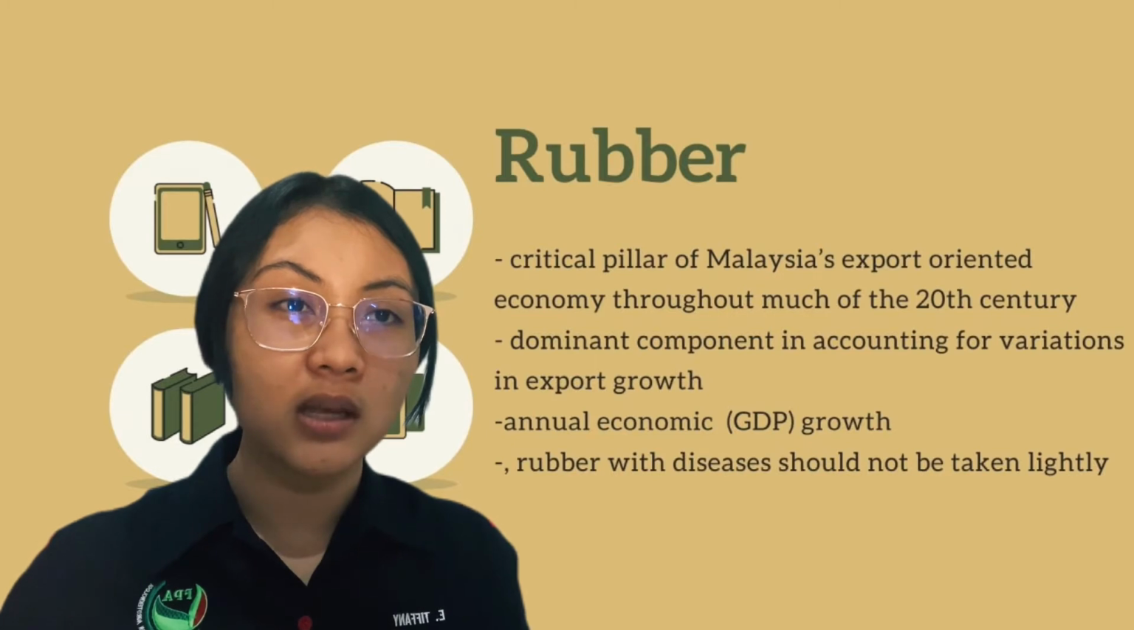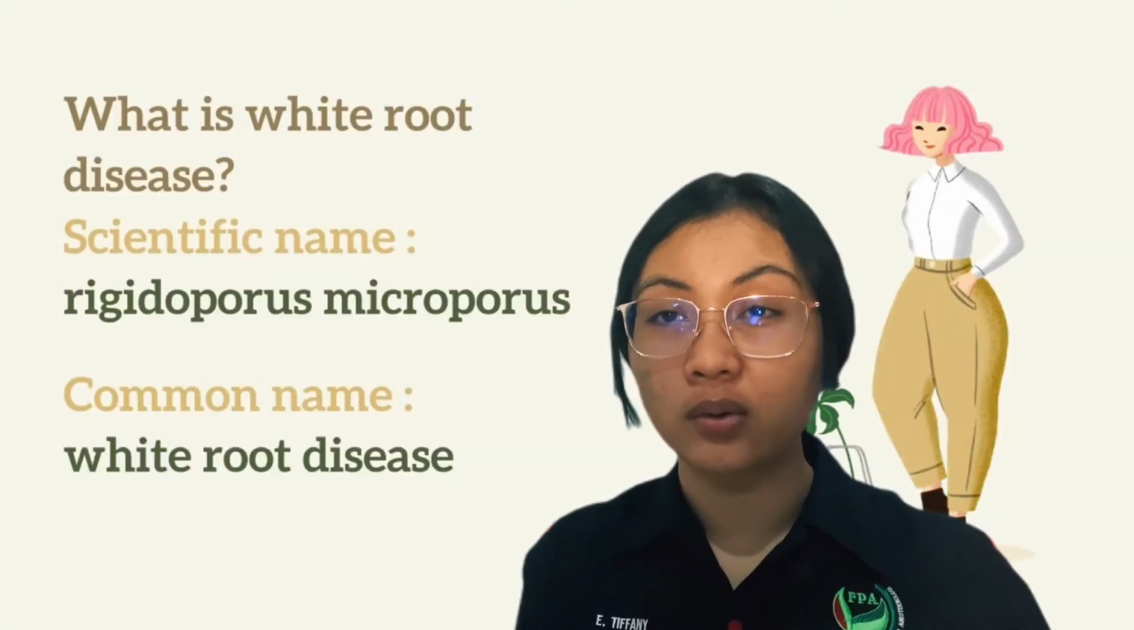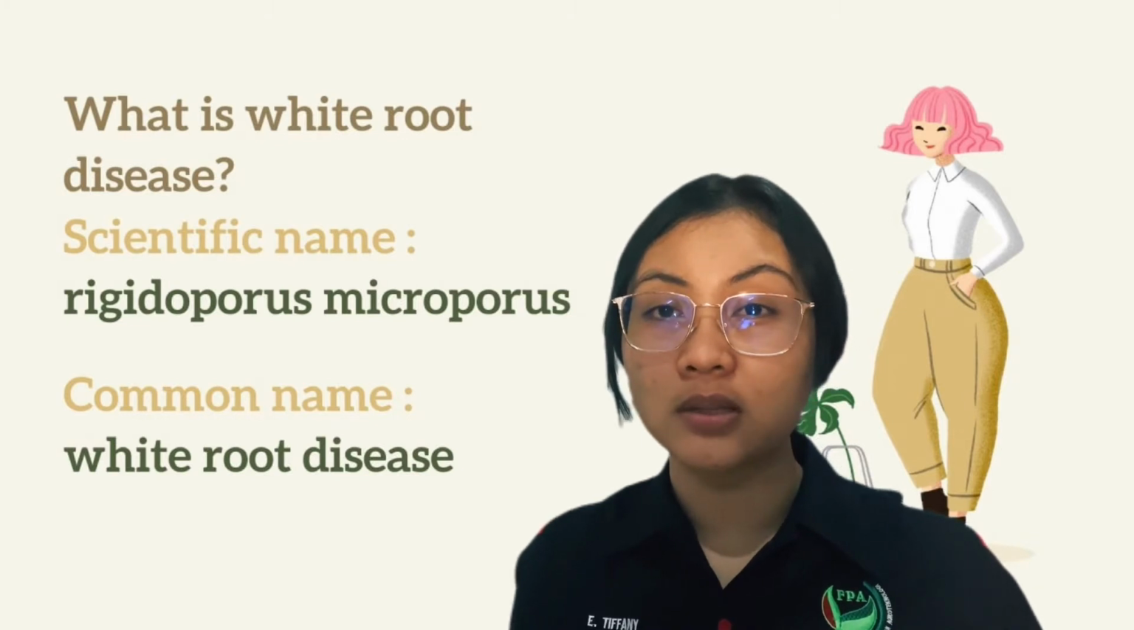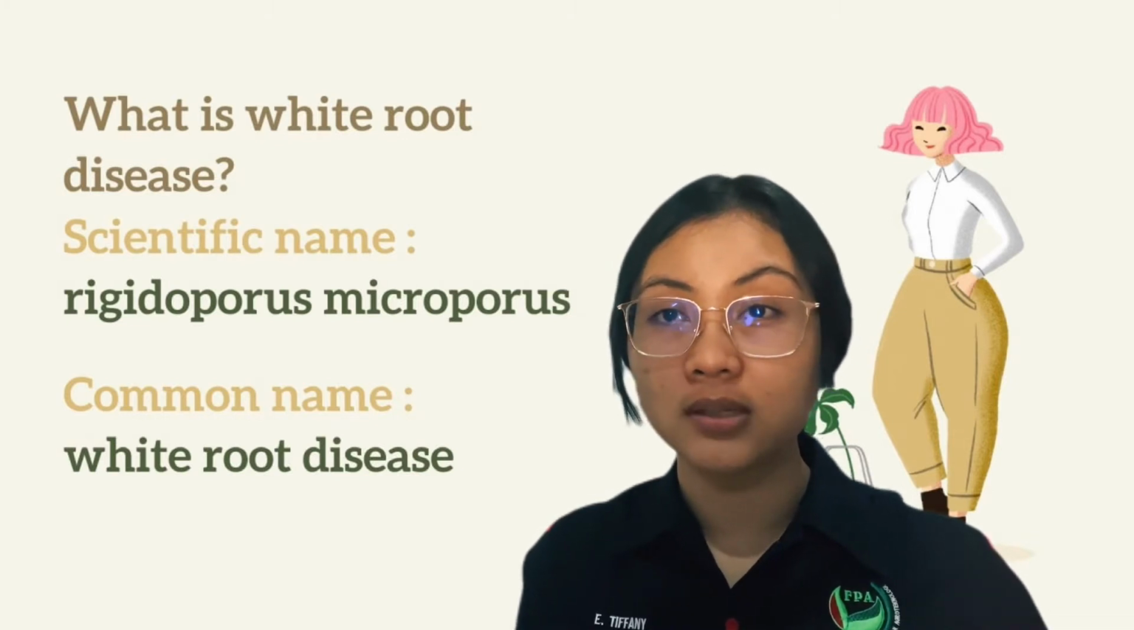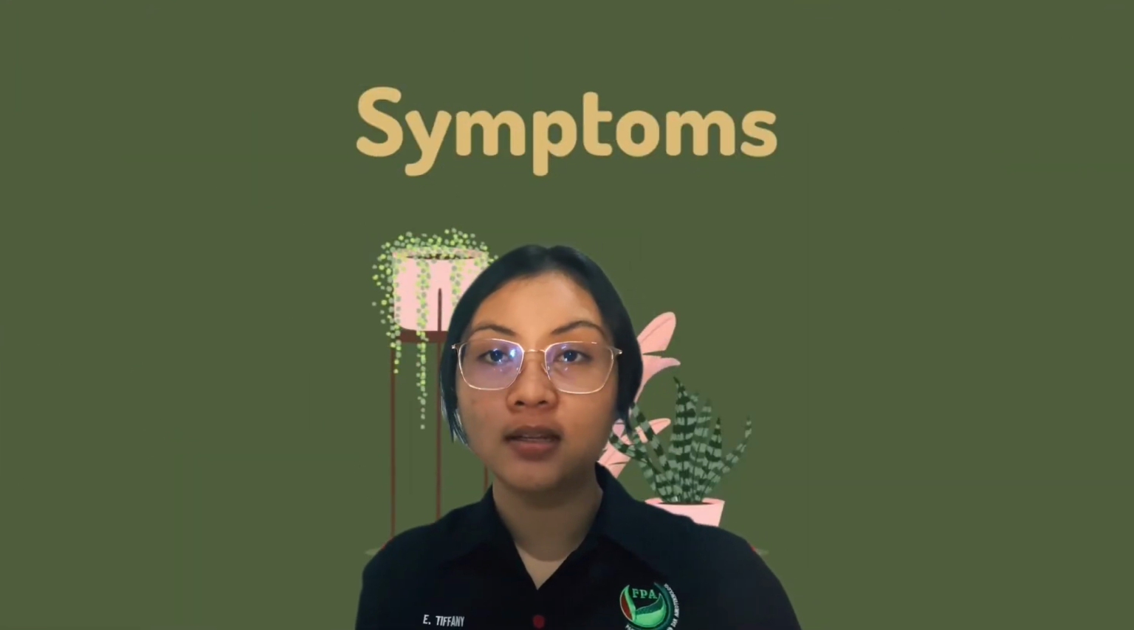Rubber with disease should not be taken lightly. One of the diseases affecting rubber is white root disease. The scientific name is Rigidoporus microporus, and the common name is white root disease. Next, I will be explaining the symptoms.